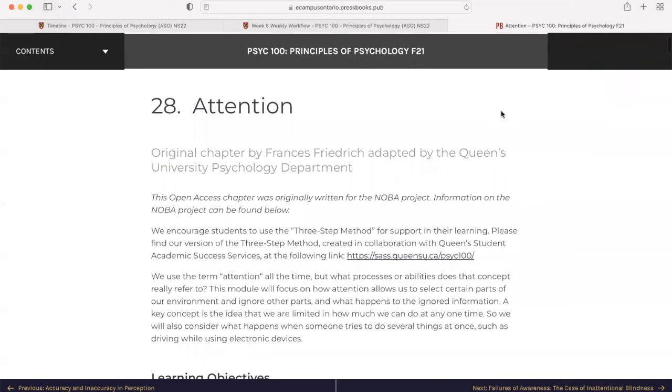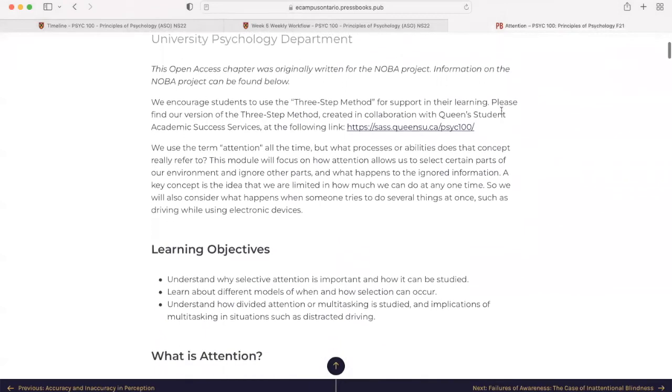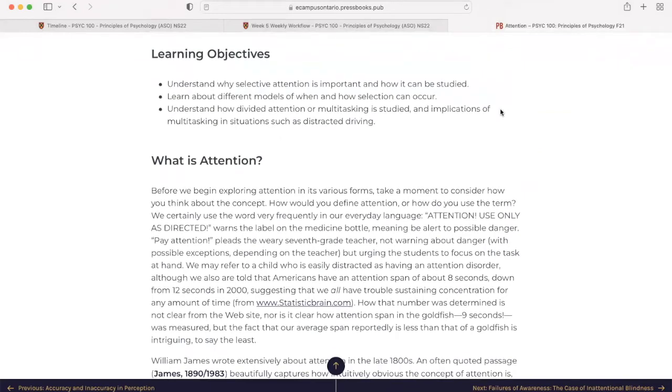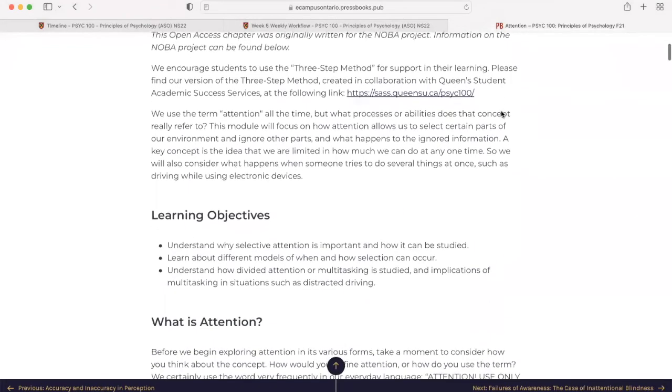We use the term attention all the time, but what processes or abilities does that concept really refer to? This module will focus on how attention allows us to select certain parts of our environment and ignore other parts, and what happens to the ignored information. A key concept is the idea that we are limited in how much we can do at any one time. So we will also consider what happens when someone tries to do several things at once, such as driving while using electronic devices. Attention. Yes, we probably could have used this chapter a long time ago.